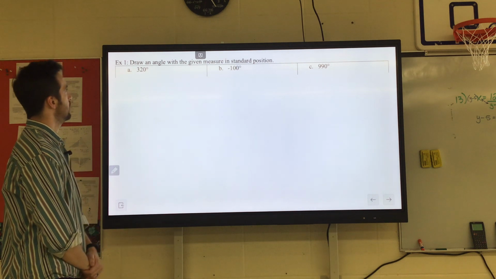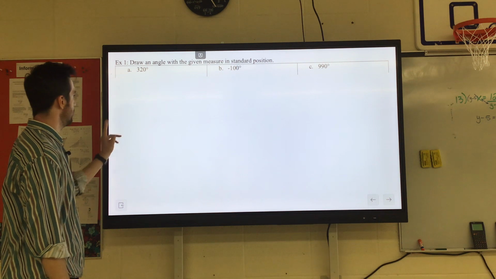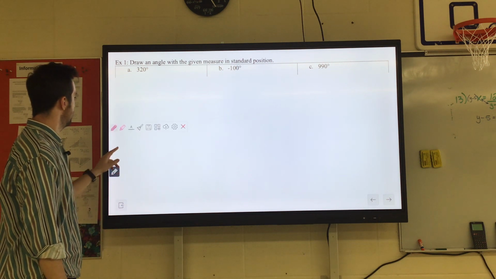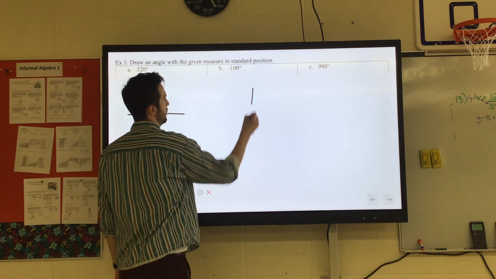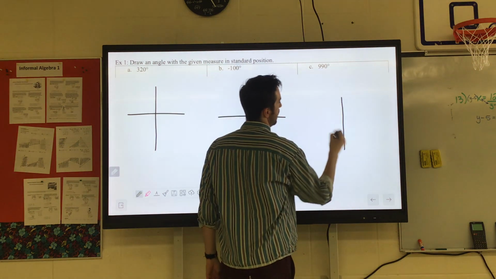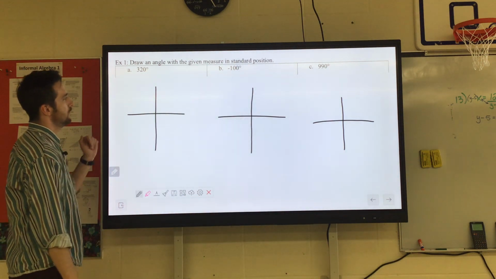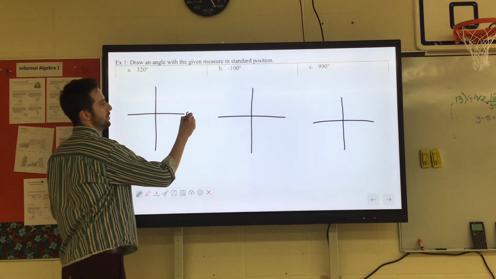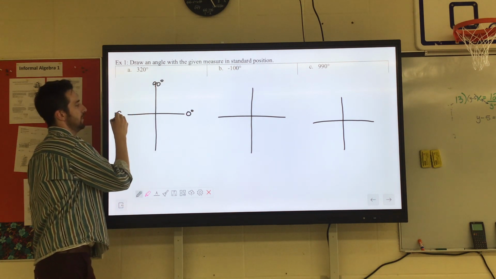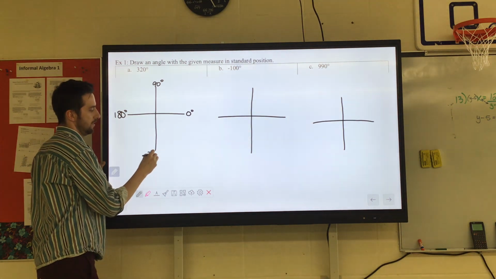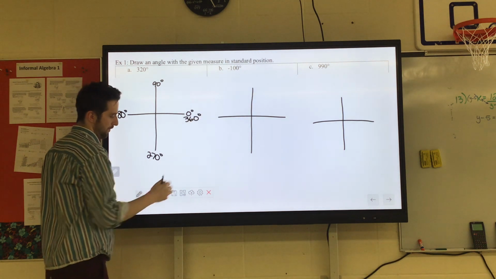There we go. Example 1, draw an angle with the given measure in standard position. Okay, all right. So I'm going to draw these graphs here, and we'll label the angles based on if we're doing positives or negatives. So 320 degrees, it's positive, so we'll say this is 0, here's 90, 180, 270, and I'll go ahead and throw the 360 right under that 0 as well.